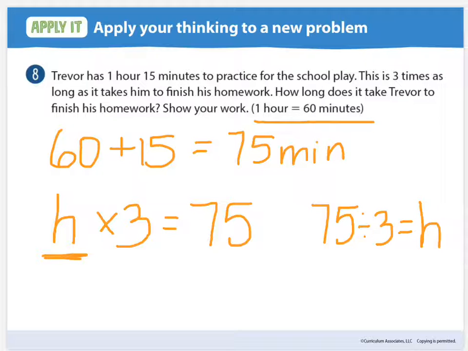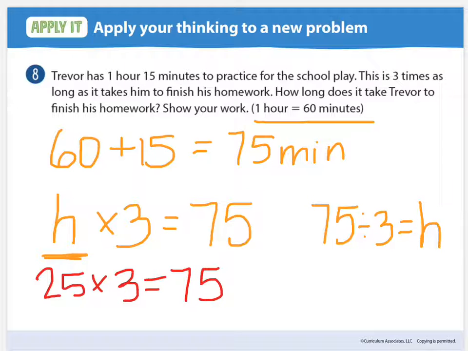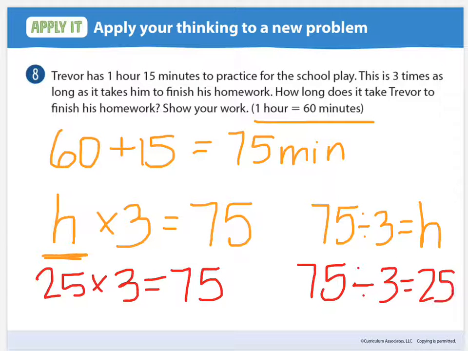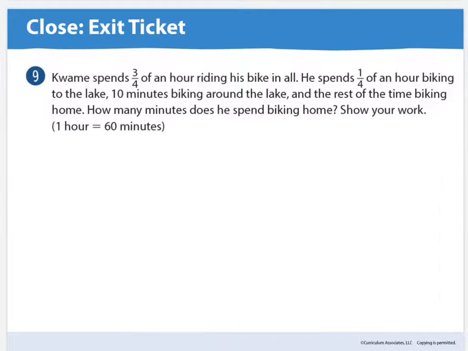If we solve for both of these, we know that 25 times 3 is equal to 75, or 75 divided by 3 equals 25. So how long did Trevor spend on his homework? He spent 25 minutes. Either one of these strategies works just fine. Whatever makes most sense to you is what you should use.